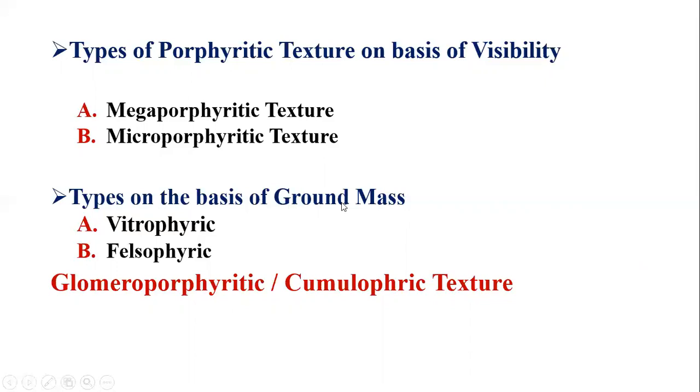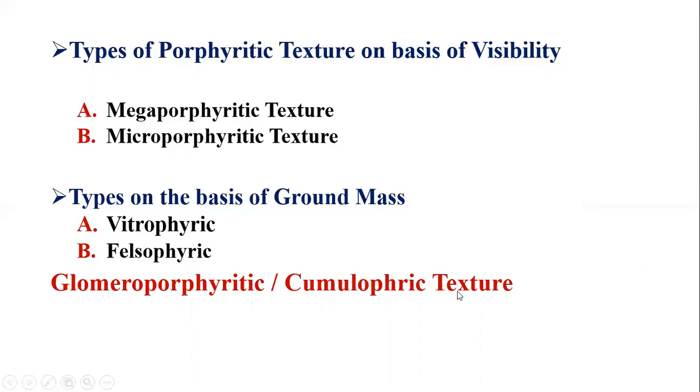Now, types on the basis of groundmass, whether the groundmass is glass or cryptocrystalline in nature. When the groundmass in porphyritic texture is glass, then such porphyritic texture is termed vitrophyric, or such rock is called vitrophyric rock. While a rock having porphyritic texture in which groundmass is cryptocrystalline is termed felsophyric rock.